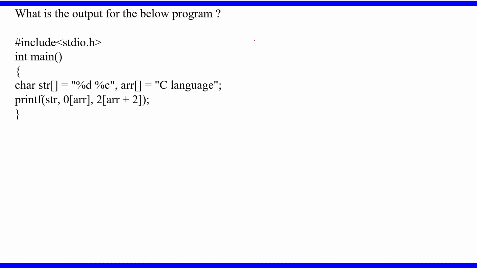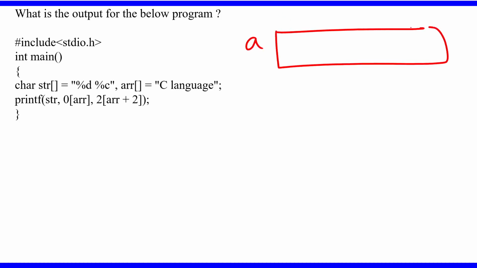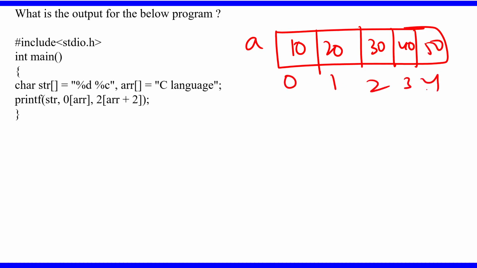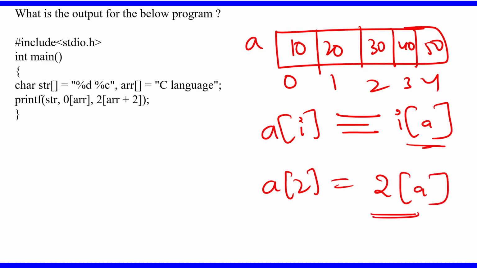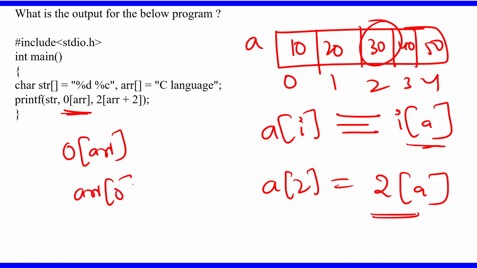Yeah. So generally in array indexing, if you have values like this, let's say 10, 20, and so on, this is 0, 1, 2, 3, 4. We write indexing as a of i. This could be written as i of a also. a of i is equal to i of a. So even if I give a of 2 or 2 of a, the answer is the same here, that is 30, right? So now here, a of 0 of arr means it is arr of 0.